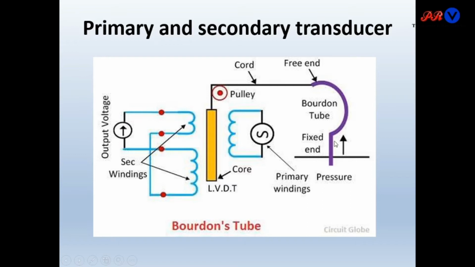So, pressure is applied here. This pressure will straighten this Bourdon tube and this free end will move, and when this free end moves, this cord will move the LVDT, linear variable differential transformer, and according to this there is a change in the output voltage. So, here this part is the primary transducer which converts pressure into mechanical displacement.